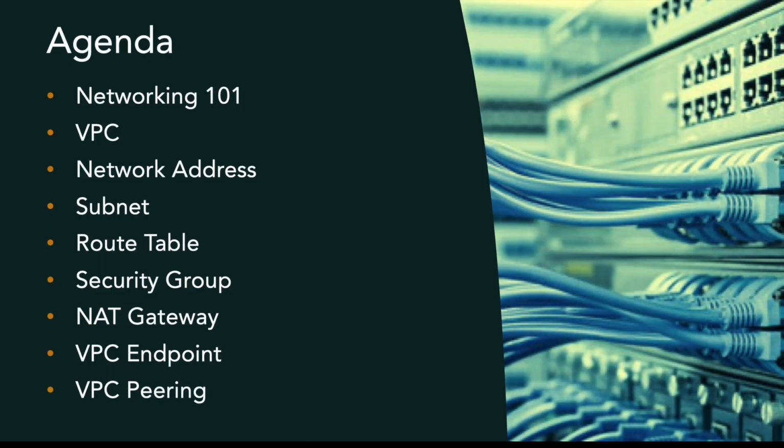I'll start with networking 101, then we'll talk about what VPC is, followed by network address, so how VPC contains a network address, and then subnet, route table, security group, which is basically a firewall for the EC2 instances that we will launch in a VPC, and then NAT gateway, VPC endpoint, and VPC peering.